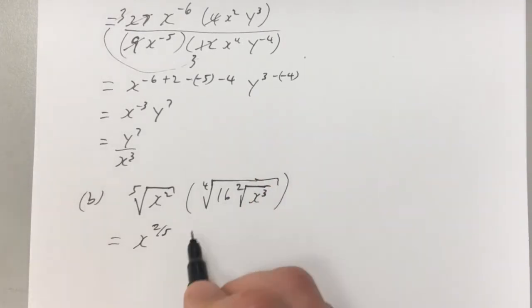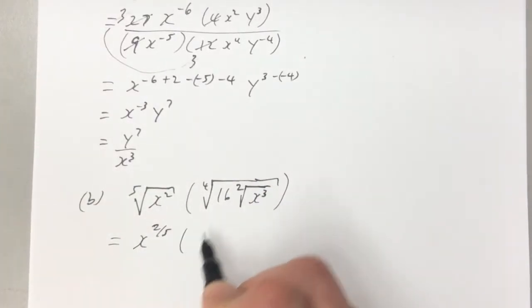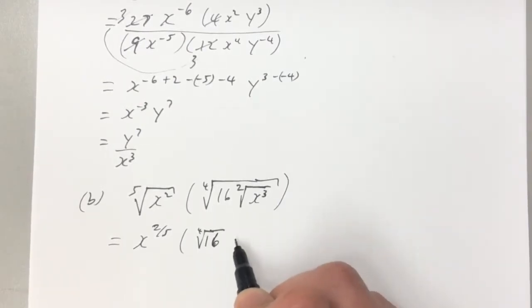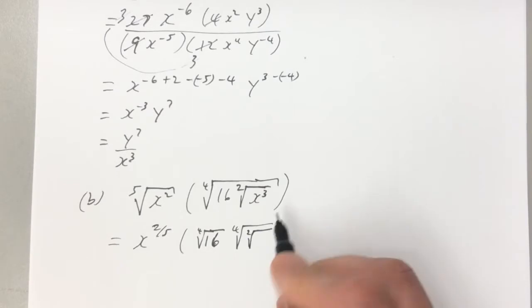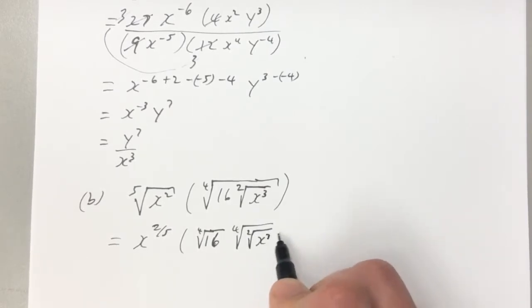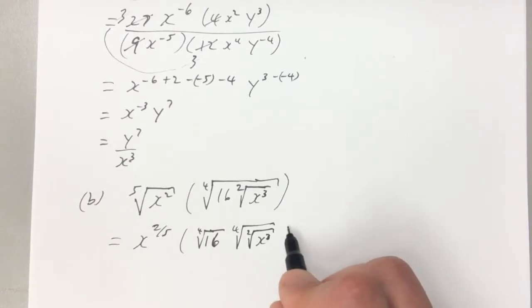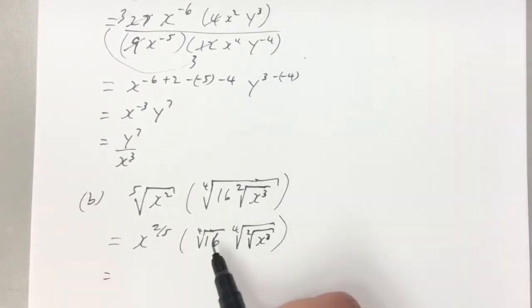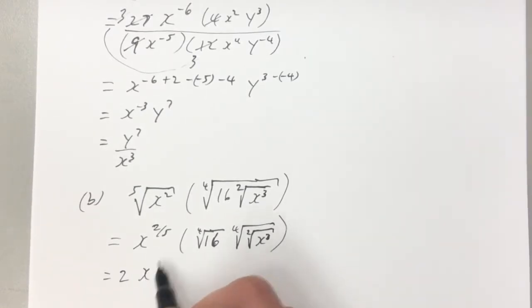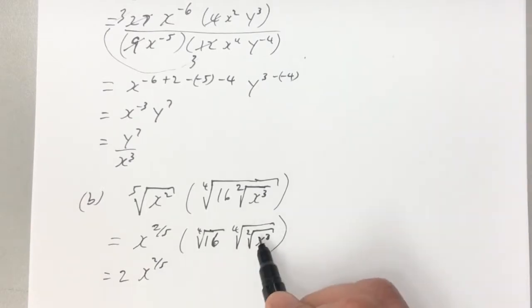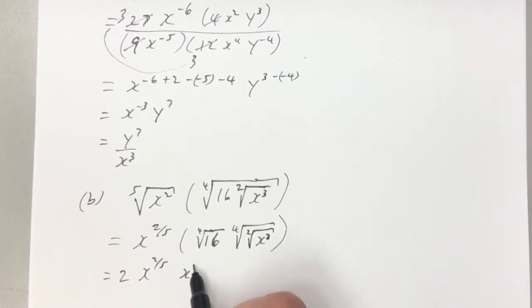Okay, this one is the fourth root of 16 times the fourth root of the square root. I'm putting the square in there. You don't have to put the square in. You know that that's going to be that of x cubed. Okay. Well, the fourth root of 16 is 2. So I'm going to put that in front. 2x to the 2/5. And then this one is going to be x cubed to the 1/2 to the 1/4.